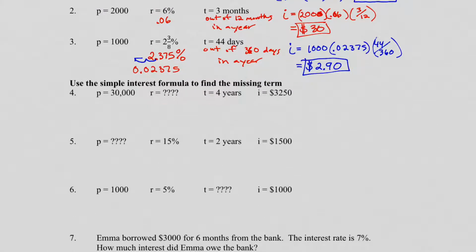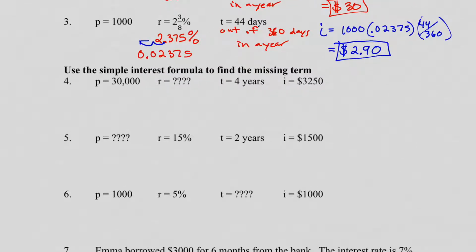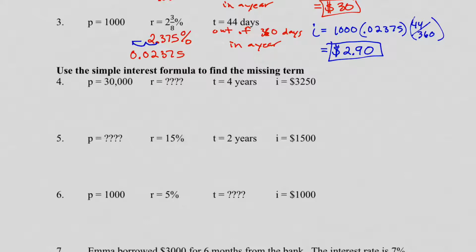Okay, so now let's do simple interest formula to find a missing term, so a missing item. So in each case, we're going to have one of the 4 items missing. And so for number 4, we have the rate that's missing. Number 5, we have the principal that's missing. And number 6, we have the time that's missing. Okay, so that means we're going to have to do some algebra to solve for the missing variable. Okay, so let's start with number 4.